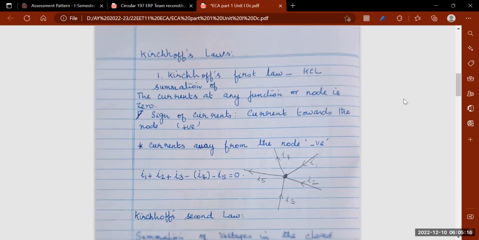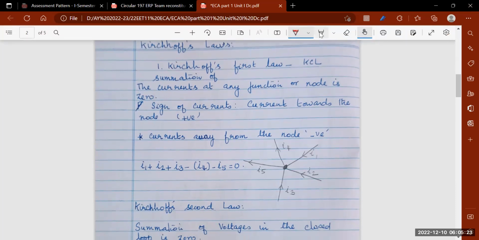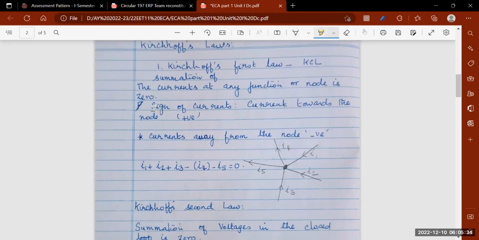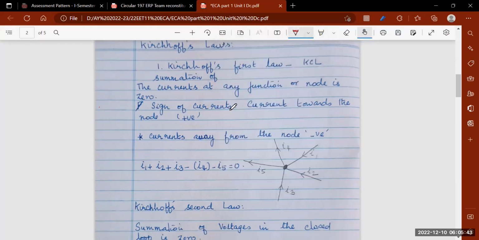Now we have to assign a direction for a current, so that the direction of current is mentioned like this. Current towards a node is considered as positive. Current leaving from the node, away from the node, is considered as negative.